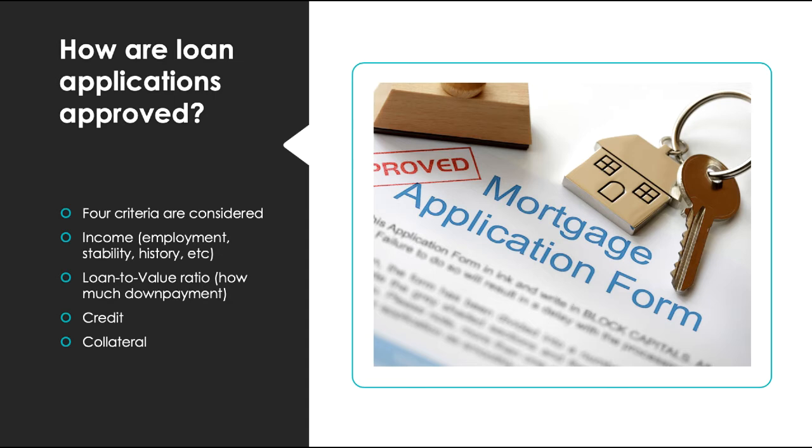All right. The fourth criteria is collateral. If the lender is going to be taking the home itself as collateral to secure the loan, well, the lender wants to make sure that the home is in decent condition, that the home is at least worth what the sales price is, right? And those kinds of things.